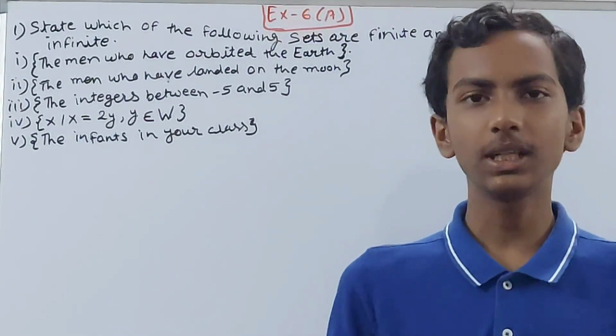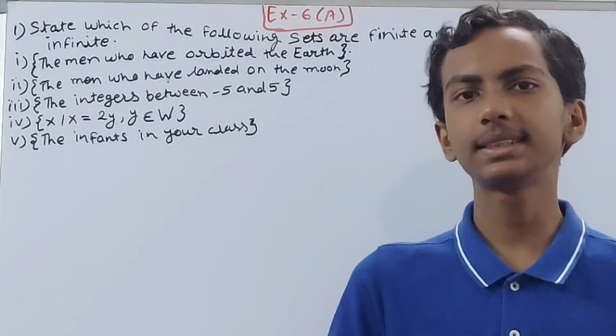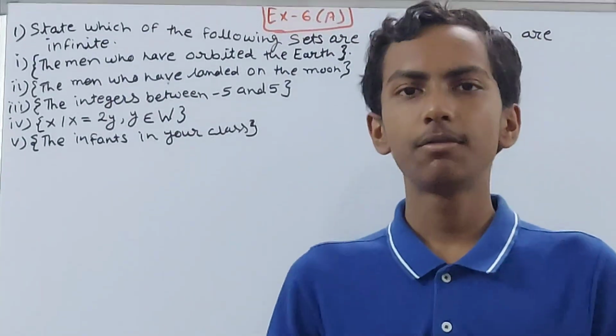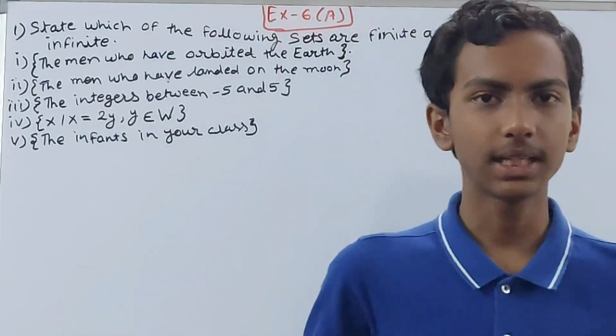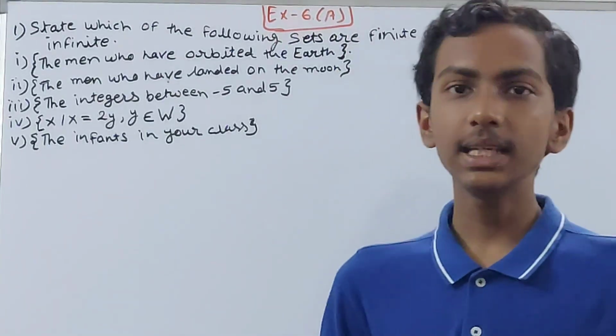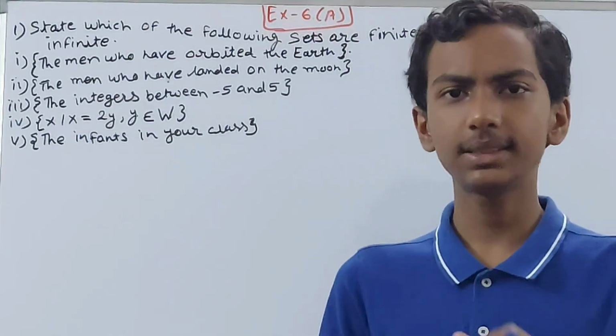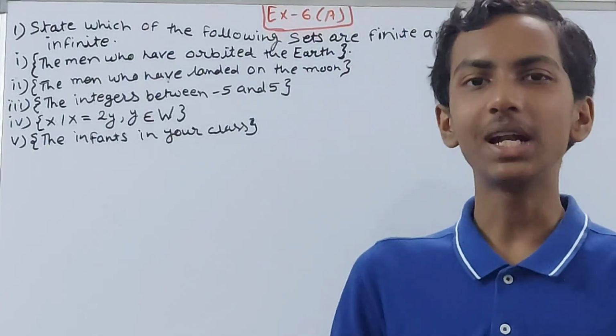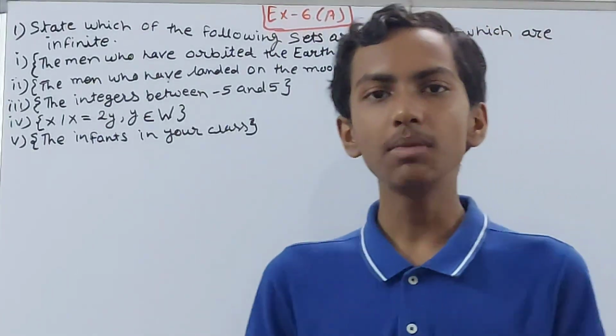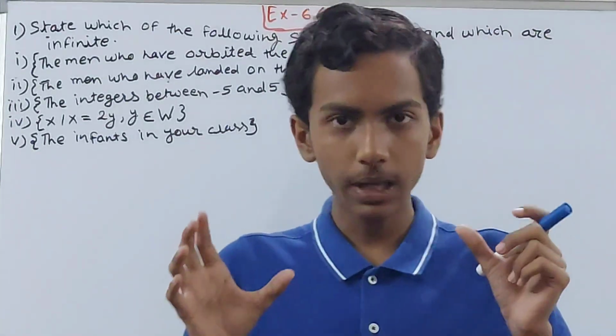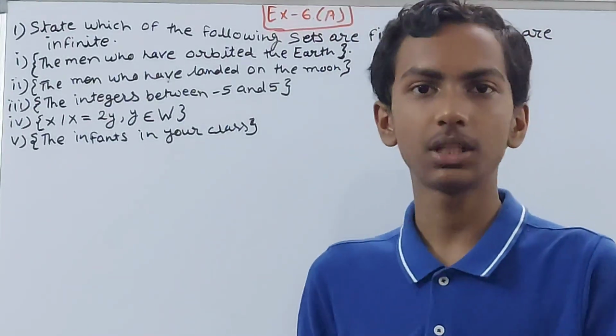First of all, before starting this, I would like to tell you what a set is. A set is a well-defined collection of objects, as we know. So basically, in a set, a collection of different objects is done, but it is well defined. What does it mean? It means that the elements of the set should not change.